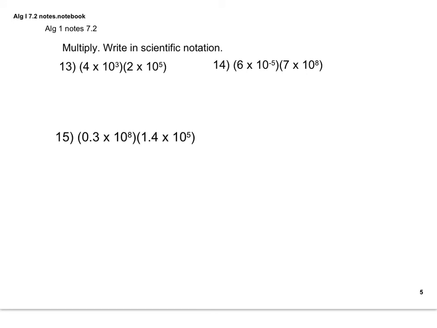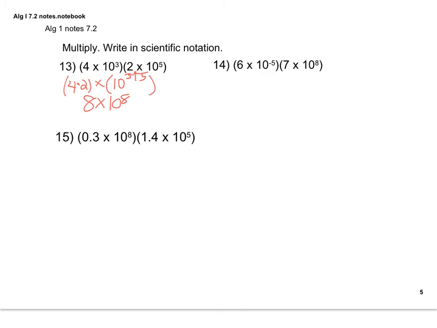Okay, so in number 13, I'm going to rewrite this problem just a little bit. I'm going to have 4 times 2, and then over here we're going to multiply that by 10, and then we're going to use our exponent rule of 3 plus 5 over here in our exponent. So what we end up with for our scientific notation is 8 times 10 to the 8th power. All right. Didn't realize our example was going to have all those 8s in it.